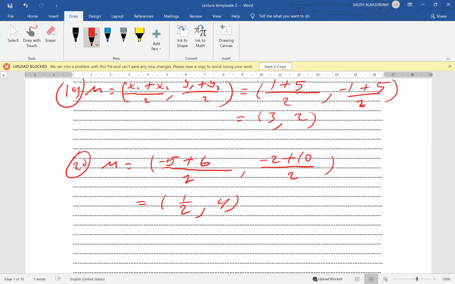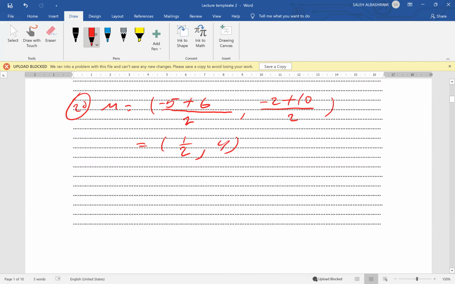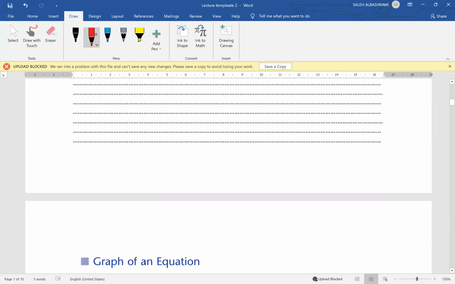We have some application for this formula. When we discuss the equation of a circle, sometimes we need to find the center, which will be the midpoint between the 2 ends of the diameter of the circle. So sometimes we need to find the midpoint between 2 points.